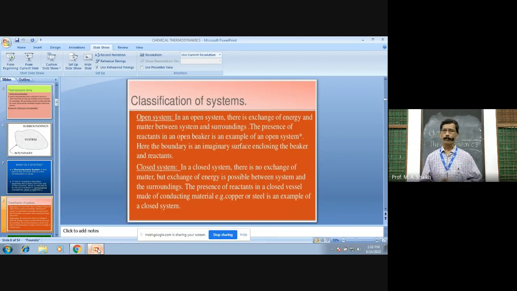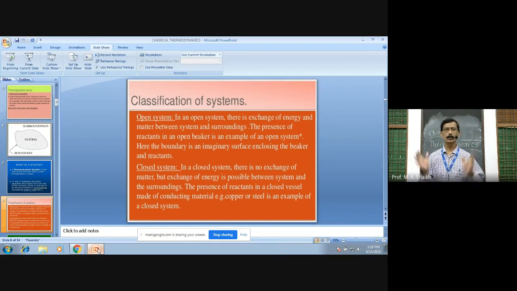On the basis of exchange of energy and matter, systems are classified into three categories. Here, the base is important. What is the base? Exchange of energy and matter. We have learned about energy in one of the lectures. We have even seen different types of energy. And what about matter? We have learned what matter is in 11th standard. Matter is anything which occupies space and has mass.